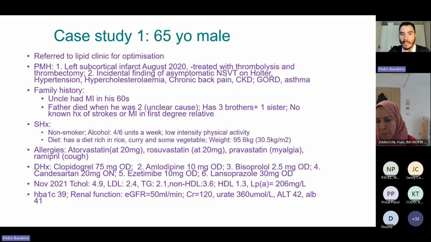Okay, sure. So I've got a few case studies. I've got a 65-year-old male who was referred to us for optimization. He's got a history of previous stroke and other cardiology issues, including high cholesterol, high blood pressure, chronic kidney disease, and GORD.